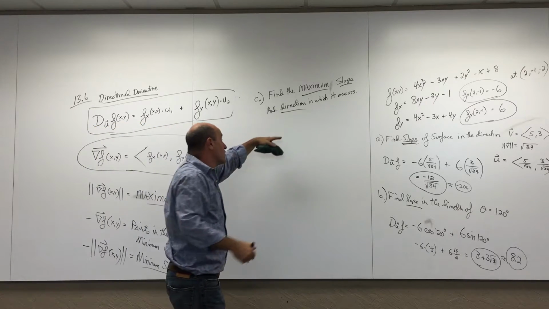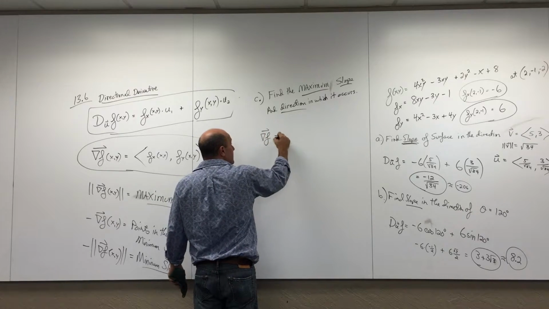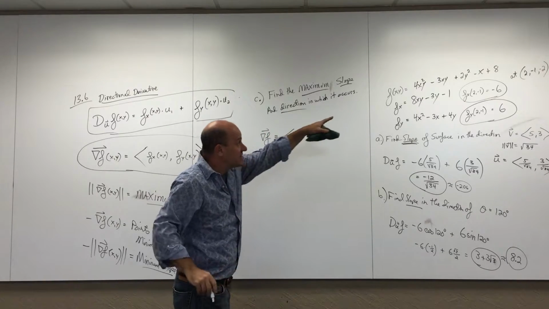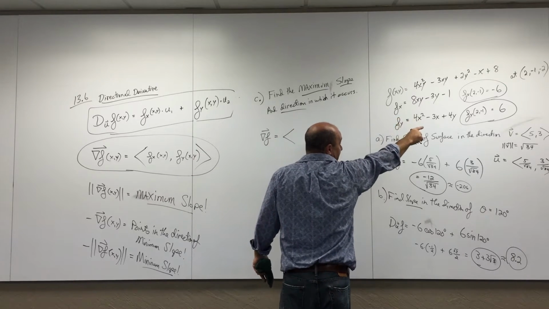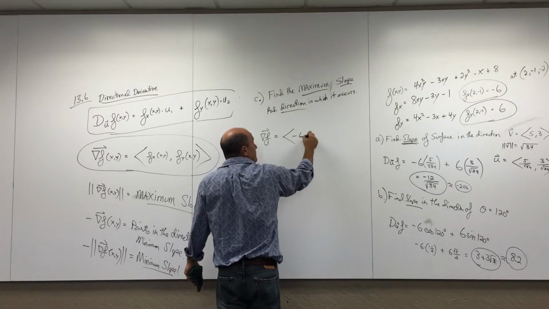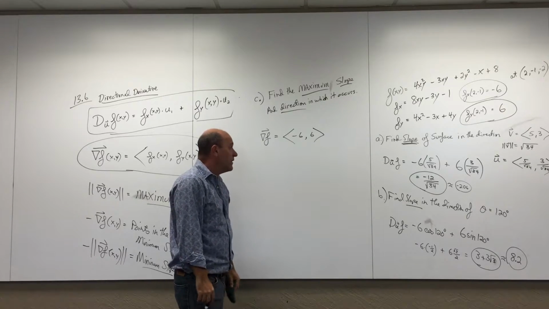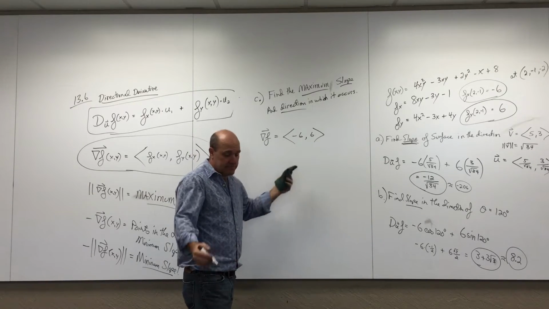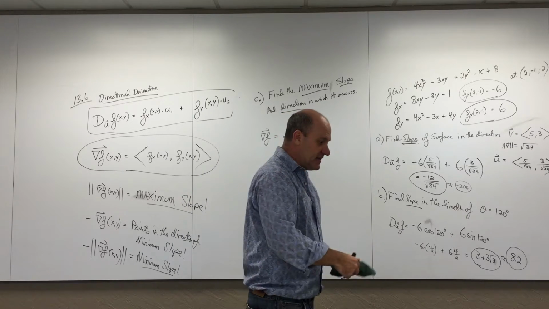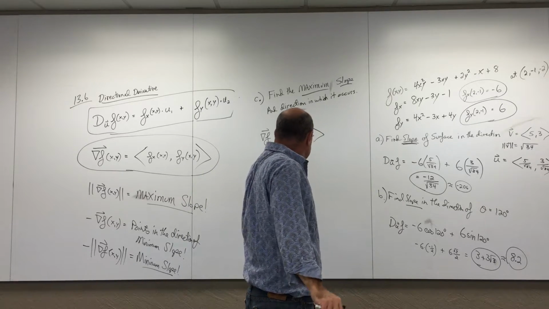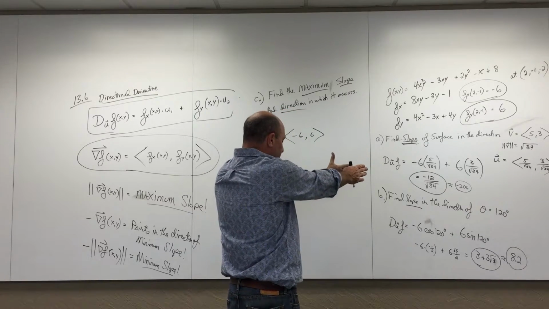So let's do it first. The direction is the gradient. And the gradient is very simply that fx and fy. Remember, we're at this point. So it's that fx and that fy. It's this direction. That's the direction of maximum slope. What is that direction? Negative 6, 6. That's about this direction.